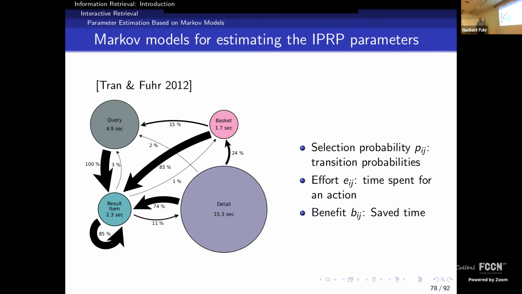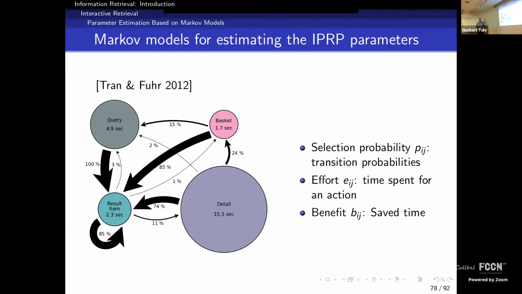So having this data from the combination of eye tracking and logging, we can derive for any point in time where the user was. So we can determine the selection probability, that's the transition probabilities we have, and that's the selection probability of the IPRP. Then we have the effort, that's the time spent for an action. Well, these are just the times that we have here. And the benefit, that's the saved time.